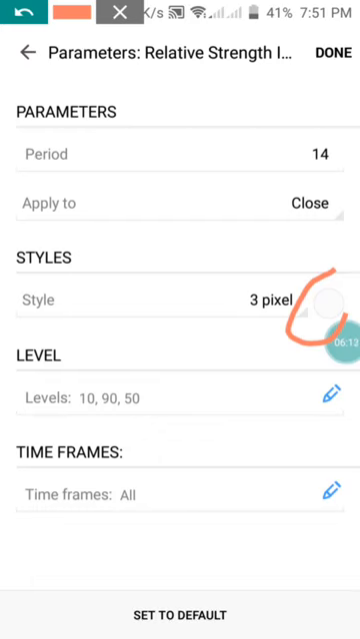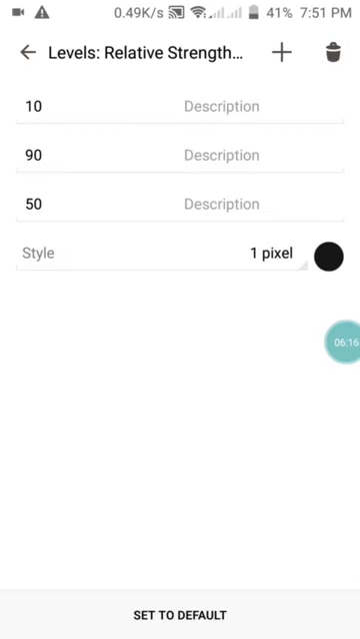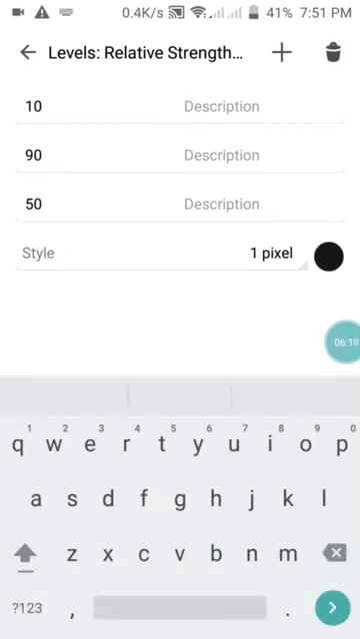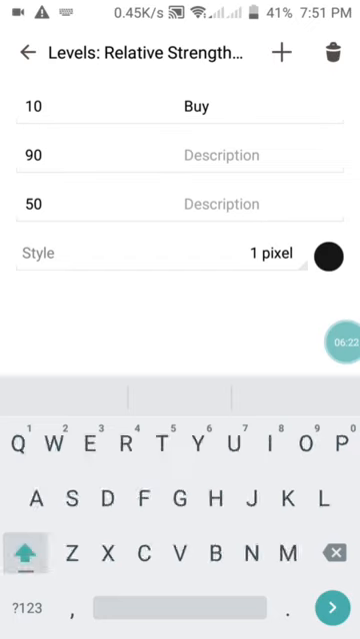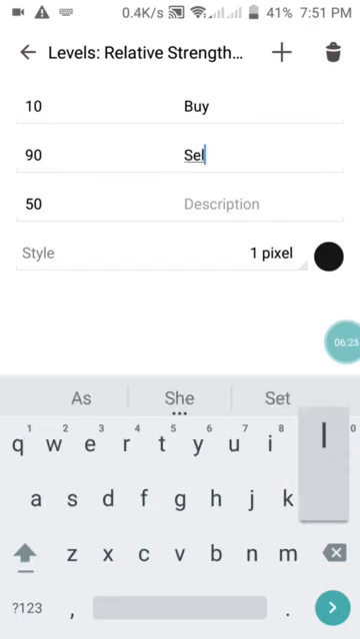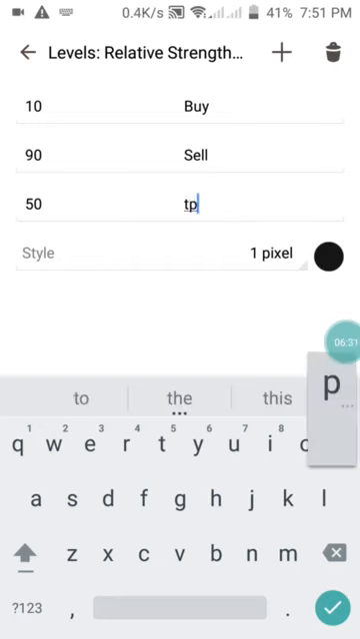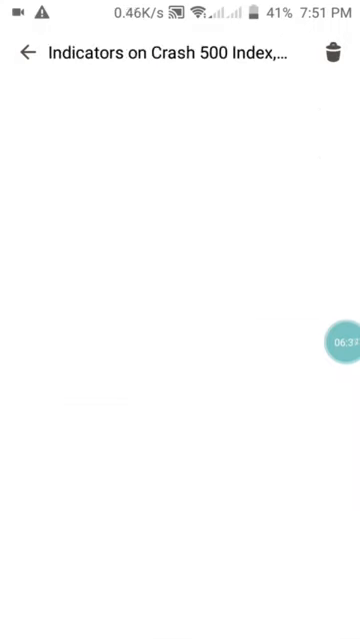So, and also we have the levels, which are very important. We have the 10 level, which happens to be our buy zone, and also we have our 90 level, which happens to be our sell zone. And we have our take profit at this particular area, which is our take profit. You can set it to 1, and then you can press on done.